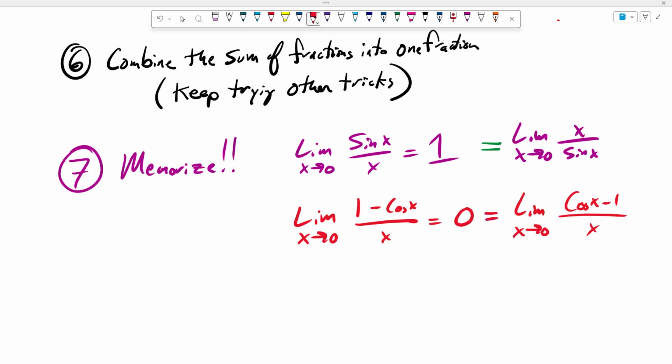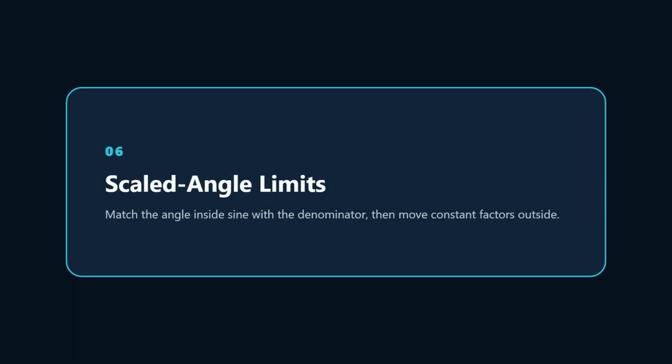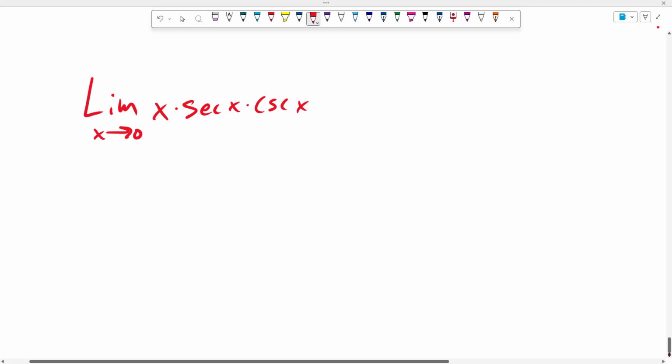All right, next one. To try direct substitution, we get 0 times secant of 0 times cosecant of 0. What is secant of 0? 1 over cosine of 0, which is 1.